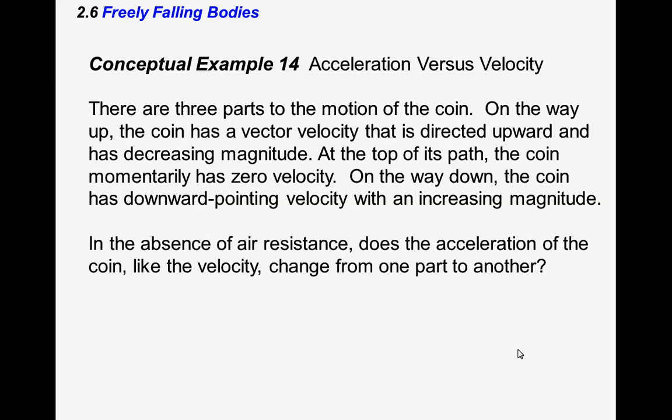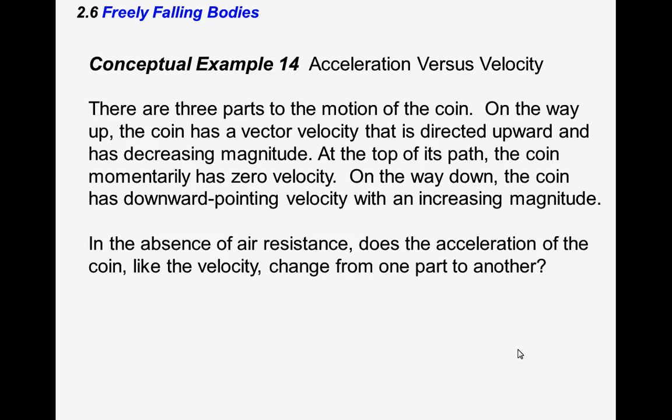All right. There are 3 parts to the motion of the coin. On the way up, the coin has a vector velocity that is directed upward, has decreasing magnitude. It's getting smaller and smaller until it stops. At the top of the path, the coin momentarily has a 0 velocity, so that's 0. And then on the way down, the coin has a downward pointing velocity with increasing magnitude. It's getting faster and faster on the way down.